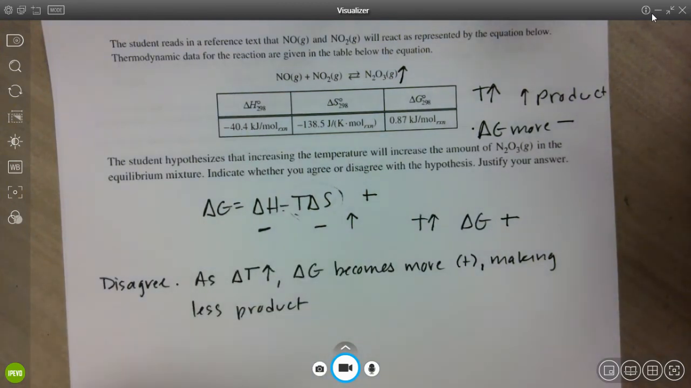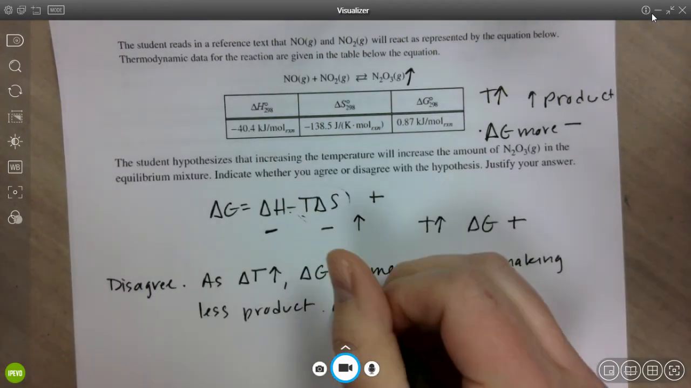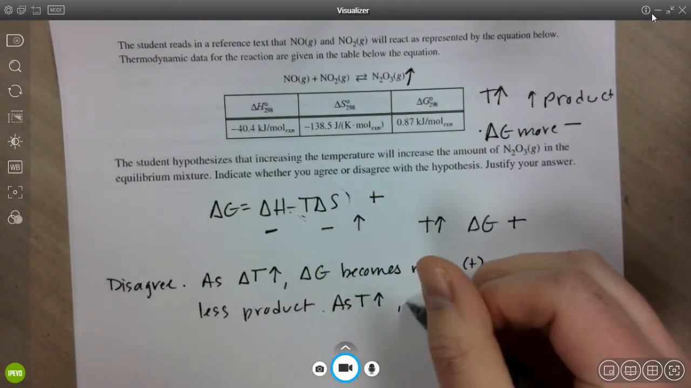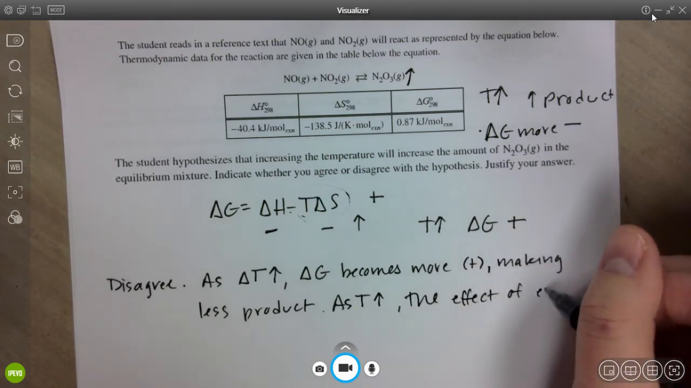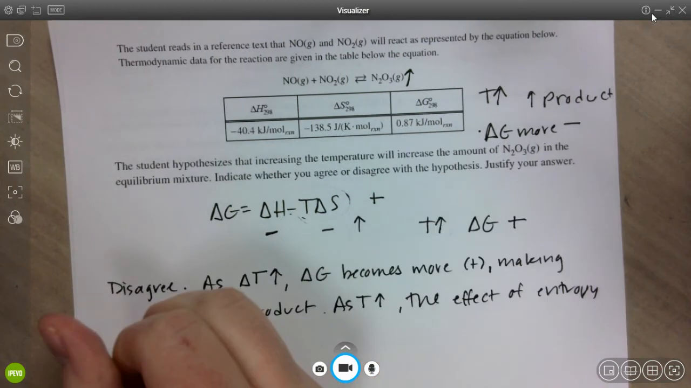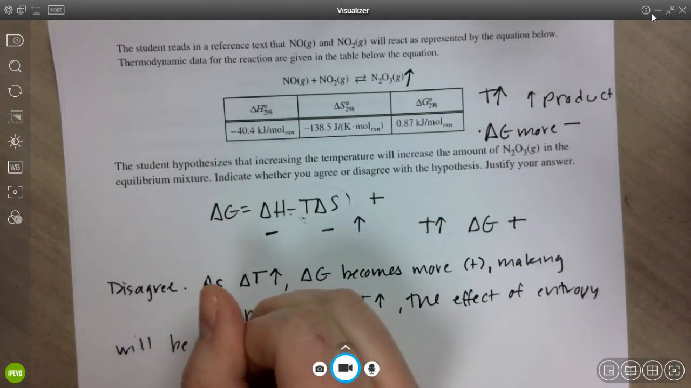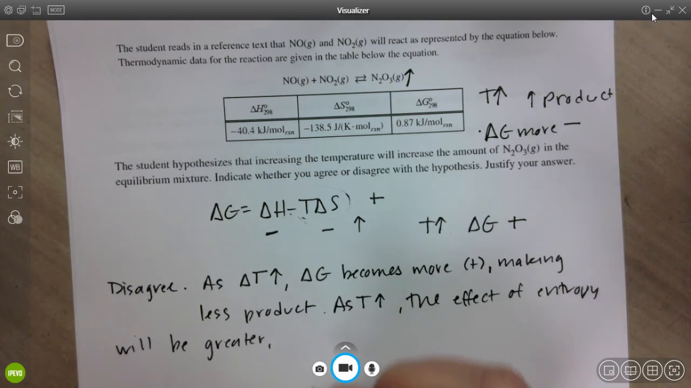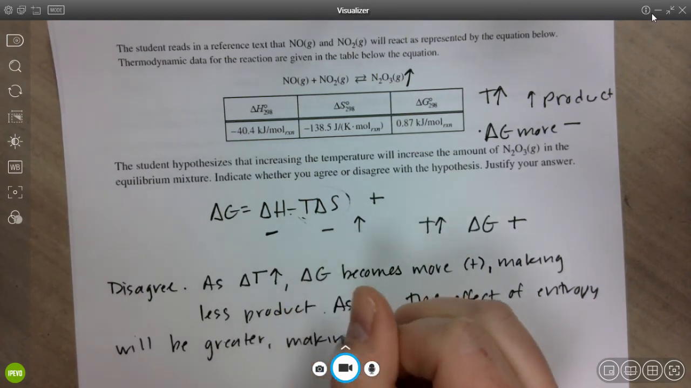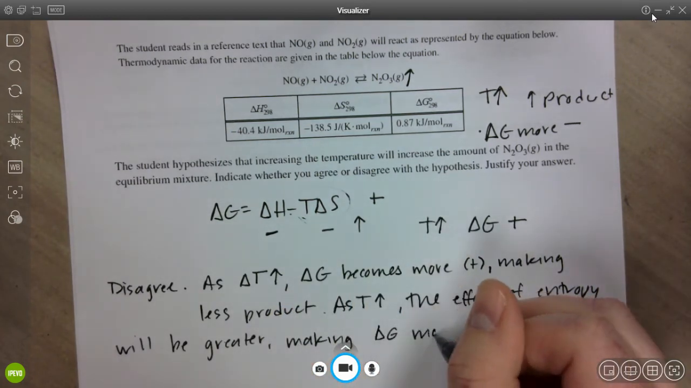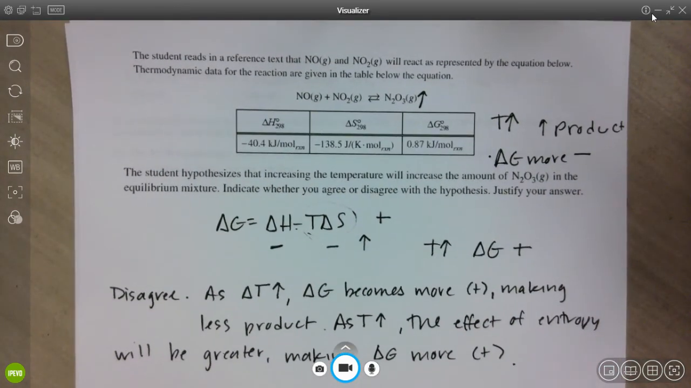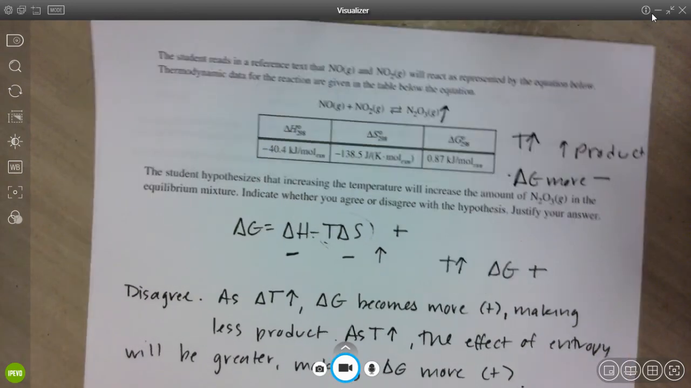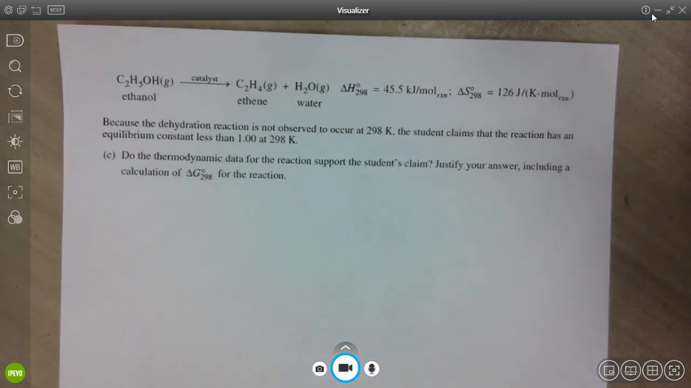If you wanted to beef this answer up a little bit, you could say, as T increases, the effect of entropy will be greater, making delta G more positive. So you could bring that in as well, and that would be something to consider. But a lot of times they want to see, can you do the math without actually doing the math? However, if you have to do the math, you can do that as well.